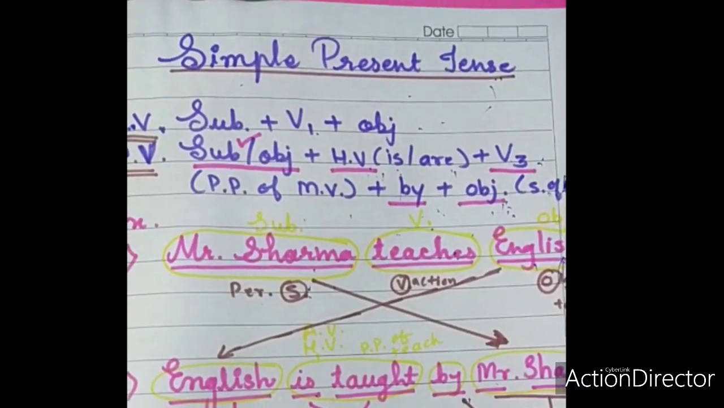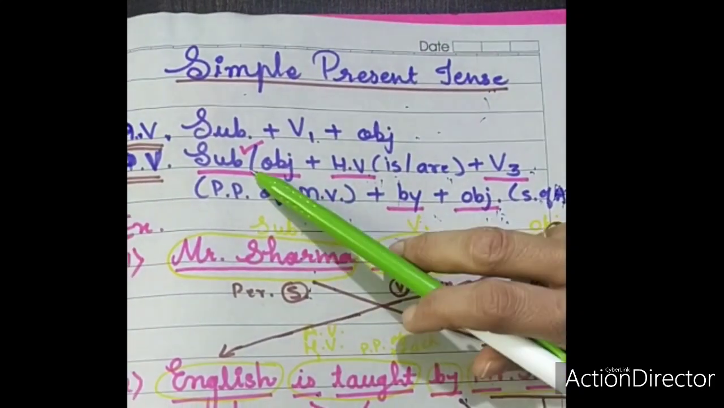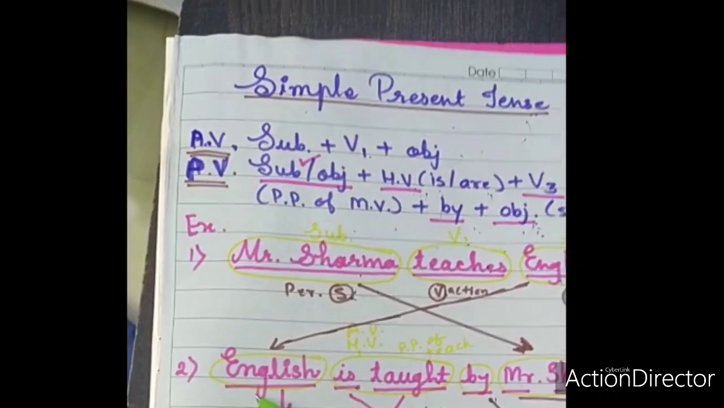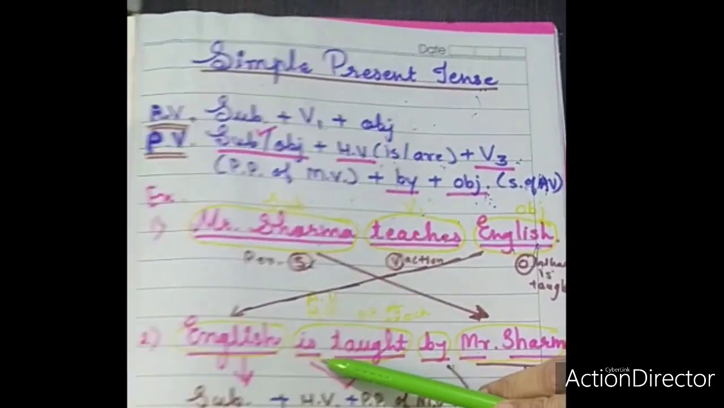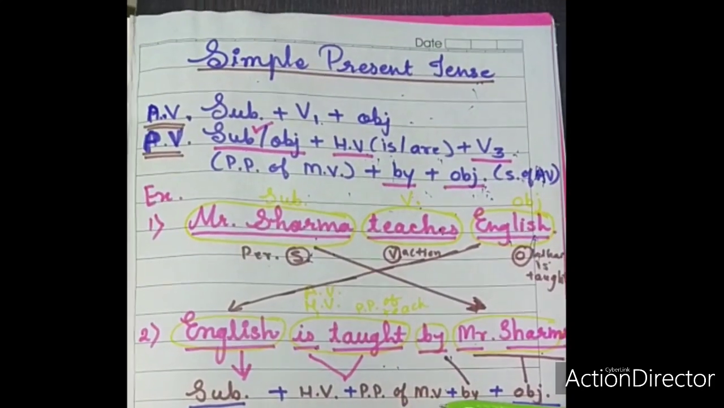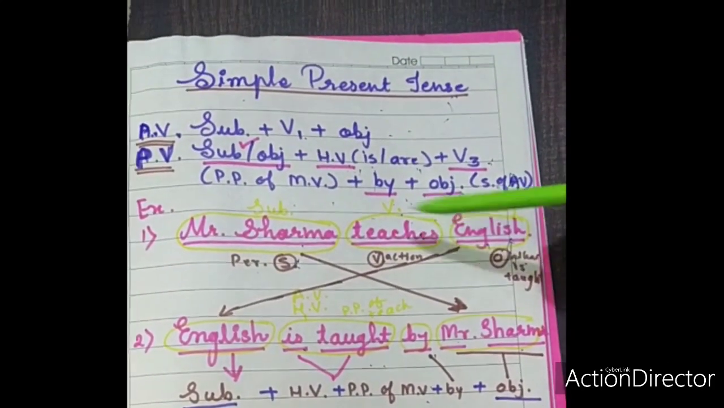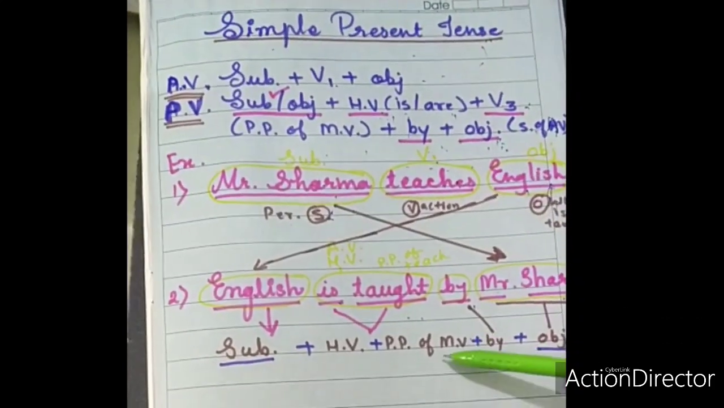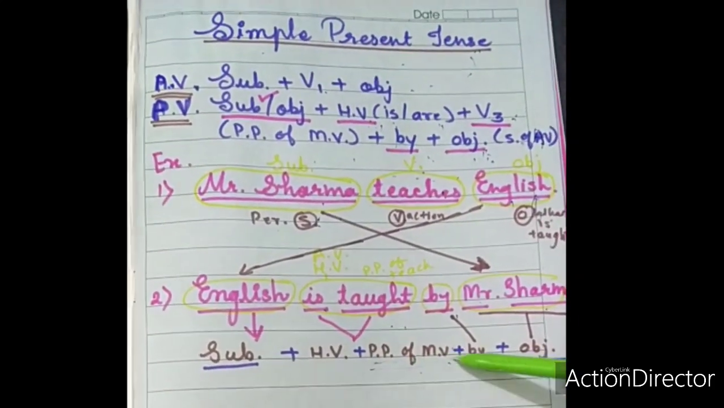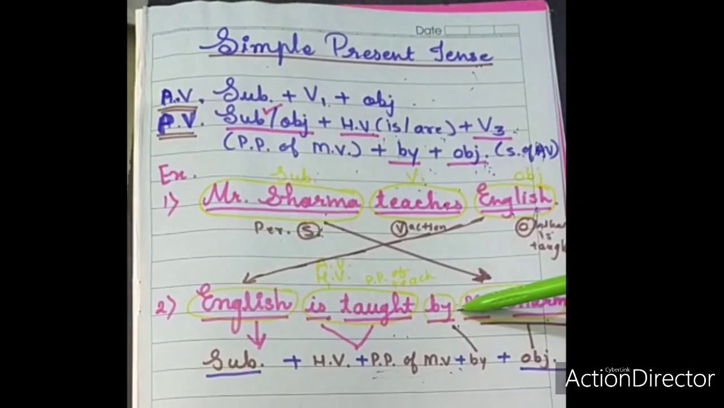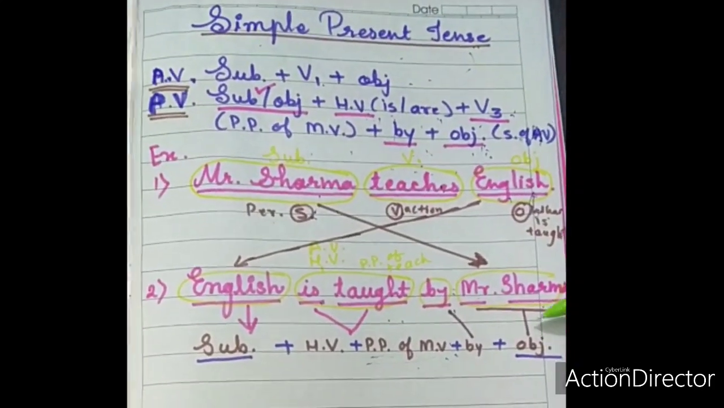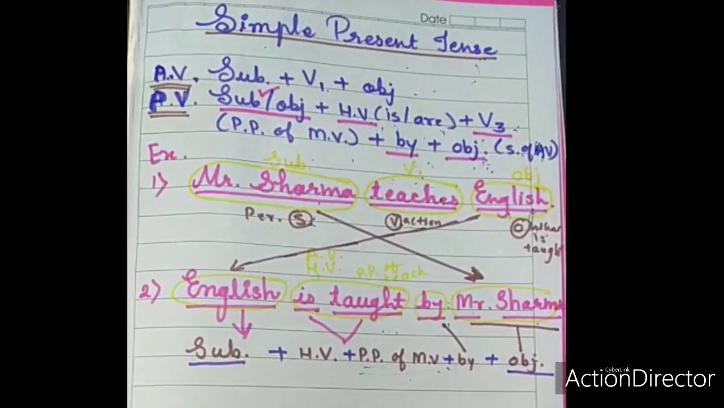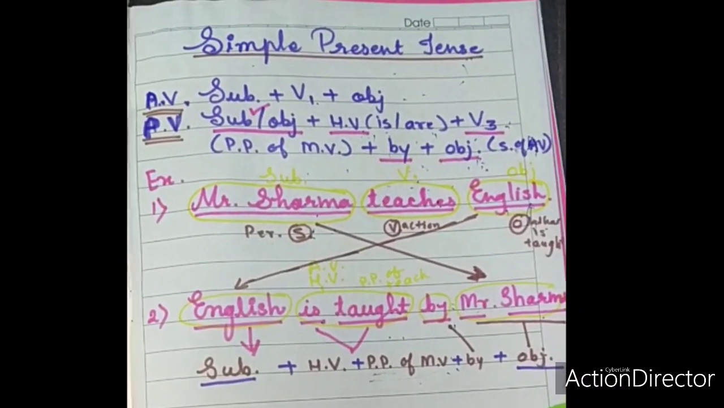See, English is subject. Then is the helping verb. As English is singular in number, we have made use of is. Then past participle of main verb. Which is the main verb in this sentence? Teaches. And teach is the base form of the verb and taught is the past participle of teach. And according to rule, put by and then object. Here again the object is the subject of active voice. In this way we can frame the sentence of future tense too.